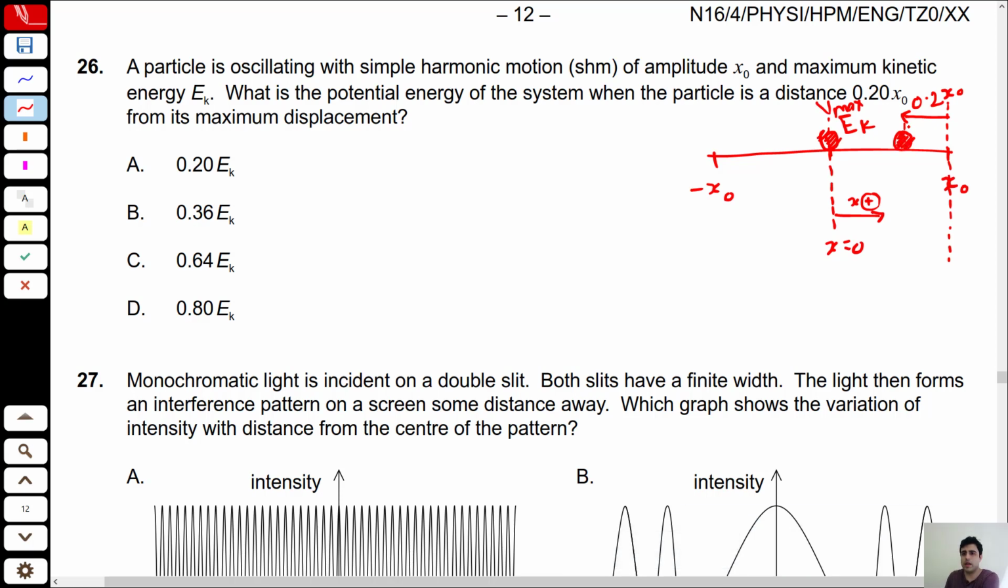Okay, so at this point, it doesn't matter if the body is moving toward the right or left, the sum of kinetic and potential energy will be the same. So this body will have the same kinetic and potential energy irrespective of its direction of motion. We're only concerned with the magnitude of the displacement from either side, either from the equilibrium position or from the maximum displacement, the amplitude. It just doesn't matter.